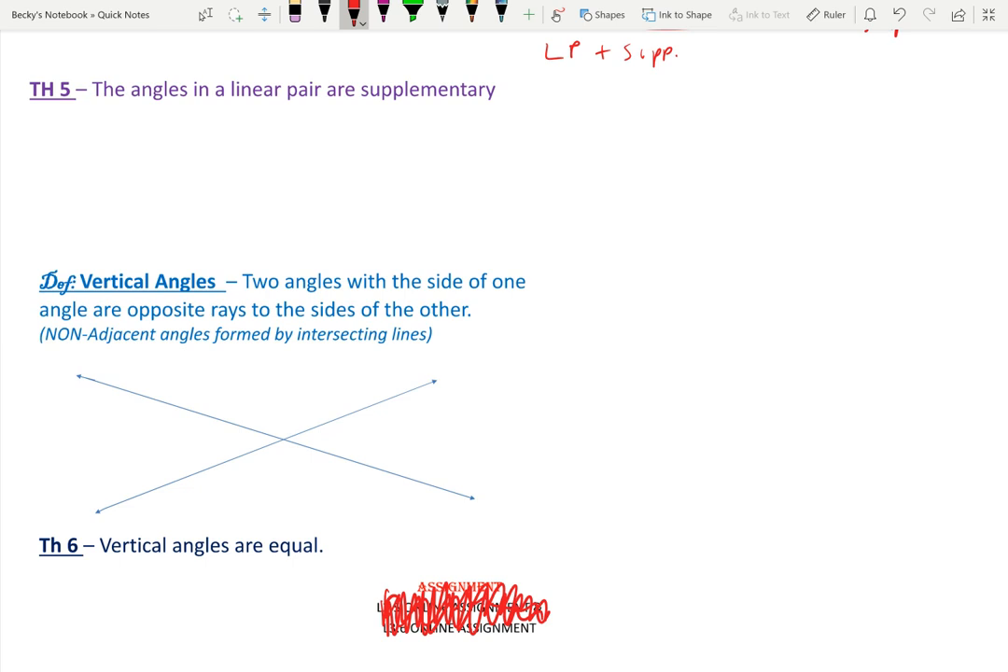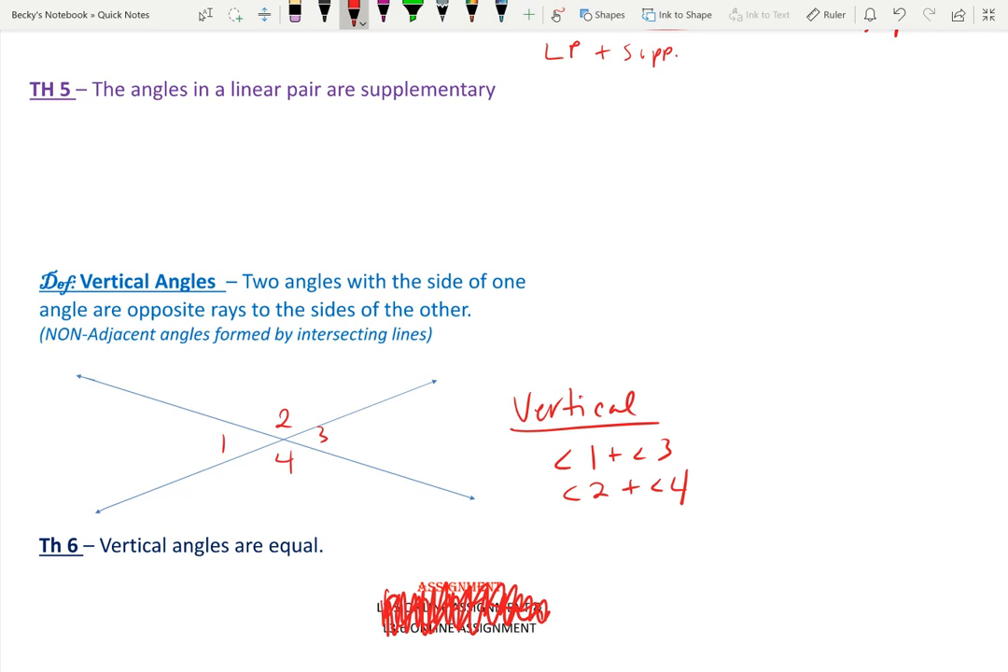My definition is non-adjacent angles formed by intersecting lines. So first of all, you have to understand what adjacent means. Adjacent means they're next to each other, they share a side and a vertex. So adjacent would be 2 and 3. Non-adjacent would be 2 and 4 or 1 and 3. So for this picture, you have intersecting lines, yes. So my vertical angles are angles 1 and 3 and angles 2 and 4.